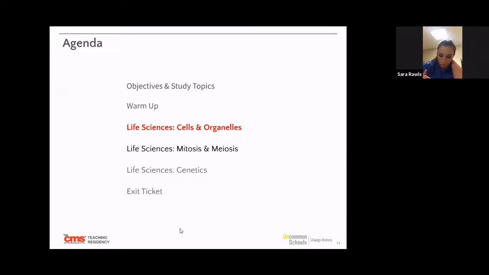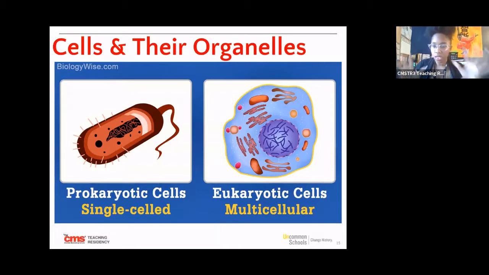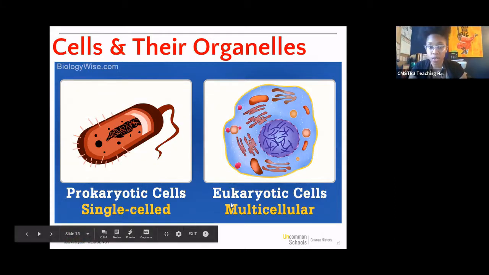Okay. So let's talk about a couple organelles. Before we talk about the organelles themselves, we need to talk about our 2 different types of cells. First on the left, you have your prokaryotic, simple, single-celled organisms, and you have your eukaryotic. Those are our multicellular, multifunction, more complex organisms.